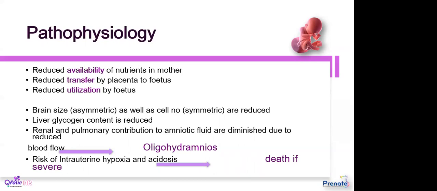Decreased blood supply to the kidneys results in decreased urinary output of the fetus, which appears in terms of oligohydramnios. So in most cases where we see placental insufficiency, there are decreased fetal movements as well as a decreased amount of liquor, and that is due to reshunting of the blood towards the central organs which are more active.